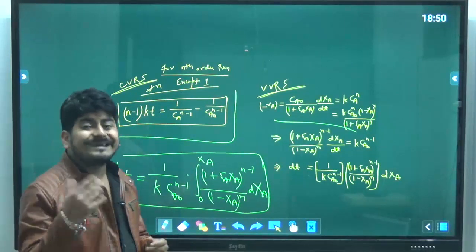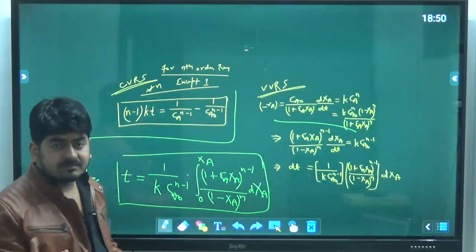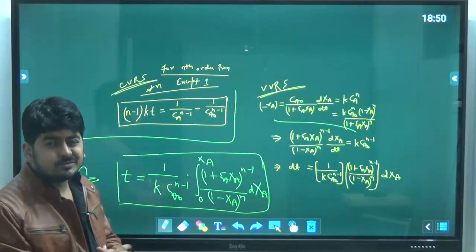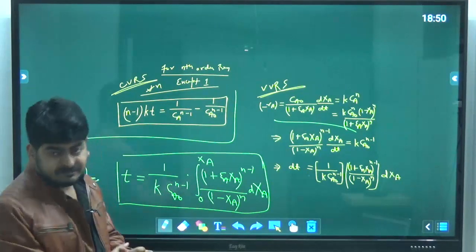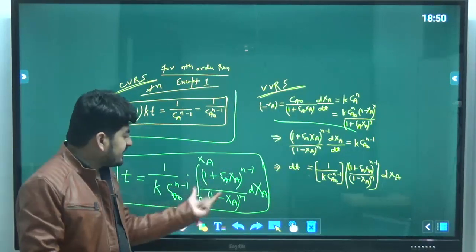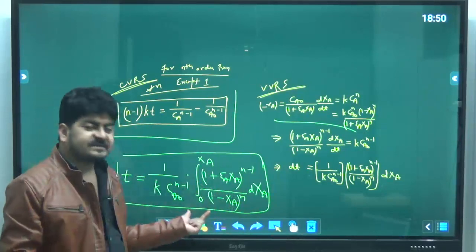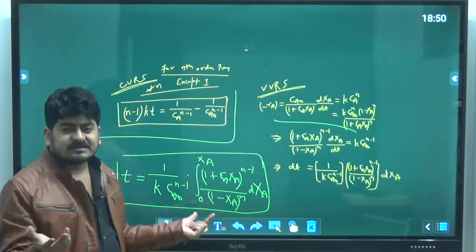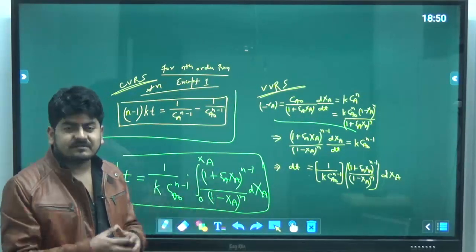So suppose in the GATE exam, by chance, you get a problem in which the order of reaction is 2, 3, 4, 5, and like that, or 1.5 or 2.5 in VVRS. Okay, so just put the values here. You will get an expression and use Simpson's 3/8 rule to solve this. Okay, now they can ask you what will be the time required to achieve 70% conversion or 80% conversion, like that.